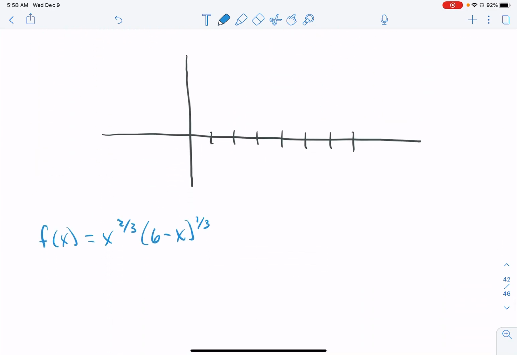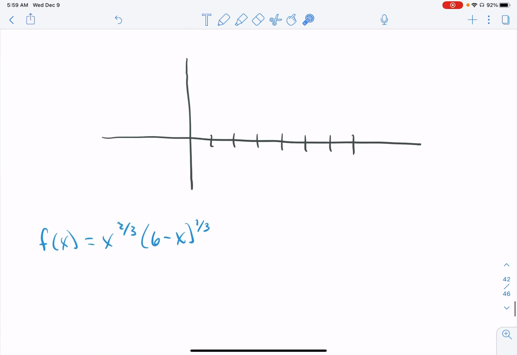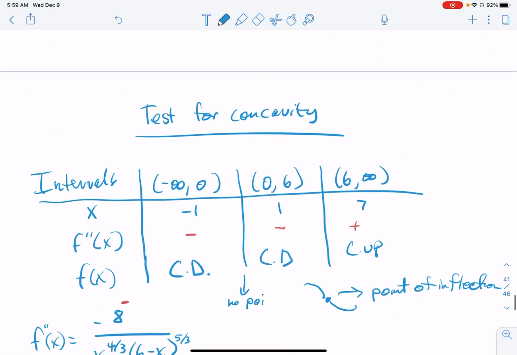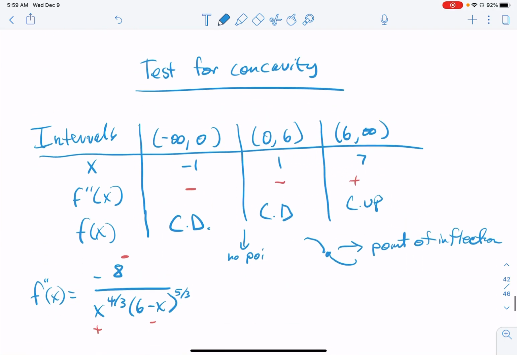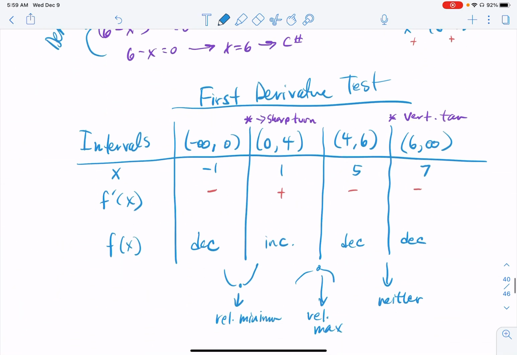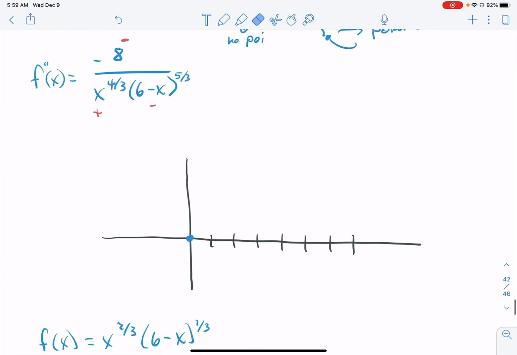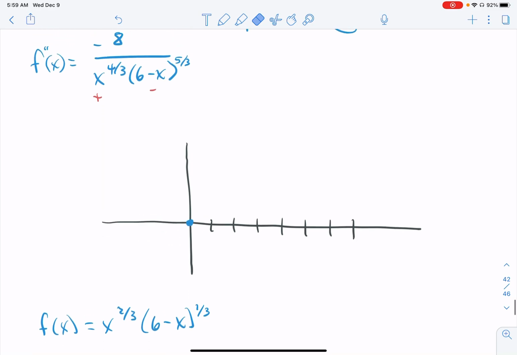Okay. If I stick in 0 right here, the whole thing is going to be 0. So it's (0, 0). What could happen at (0, 0)? So no point of inflection, but back up here, it was a relative minimum and it's going to be a sharp turn. Probably a sharp turn. Definitely a sharp turn.